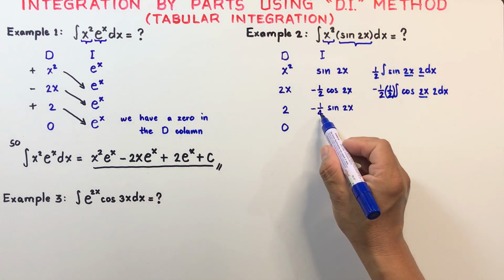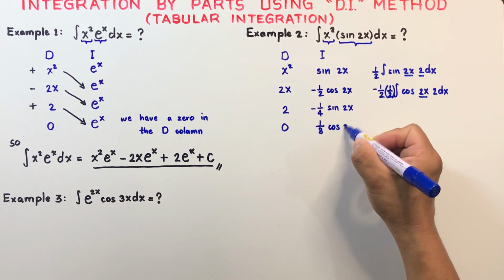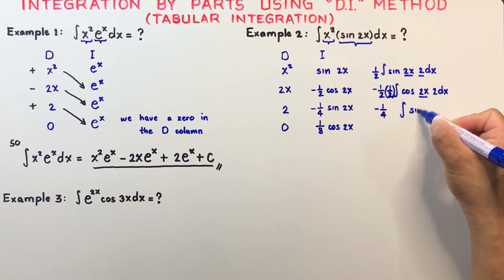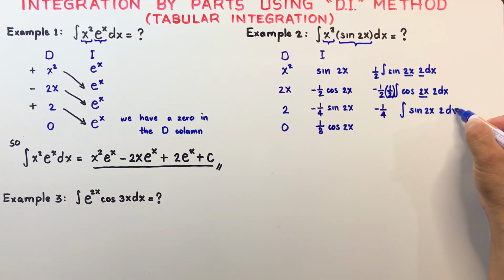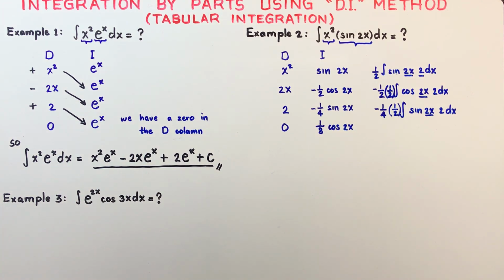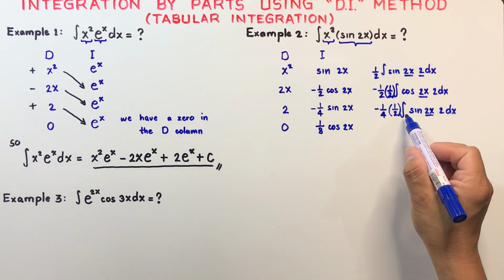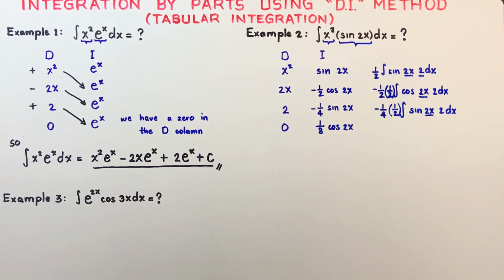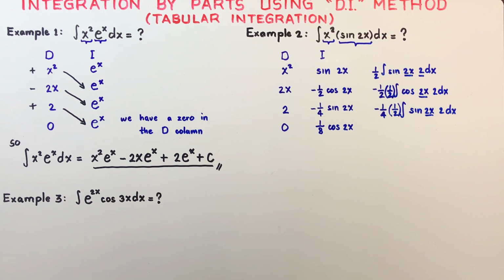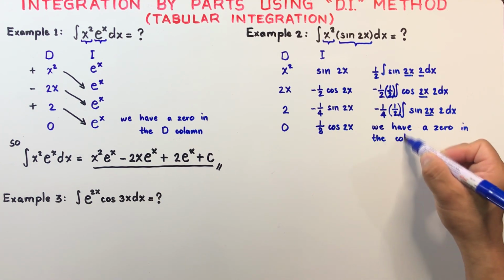And what is the integral again of negative 1/4 sine 2x? The integral is 1/8 of cosine 2x. Because to obtain the integral of negative 1/4 sine 2x, I need to have a 2 as the derivative of 2x here. And to have a balance, I need to multiply by a 1/2 in front of the integral symbol. That's why this is 1/8. But this becomes a positive 1/8 because we know that the integral of sine is negative cosine. So negative cosine times negative 1/8 is positive 1/8 cosine 2x. But we stop our iteration here because we have a 0 in the D column.